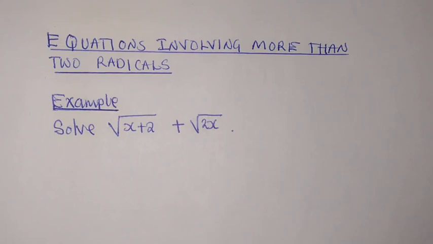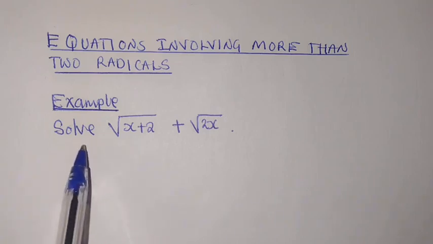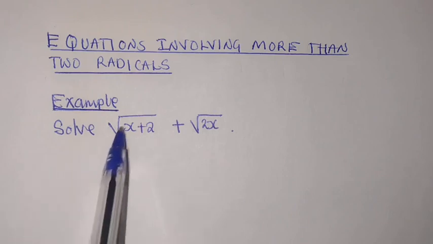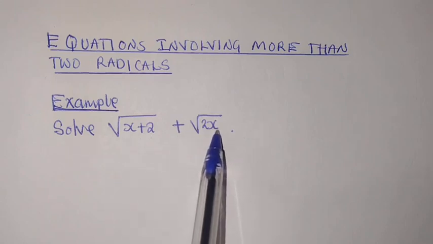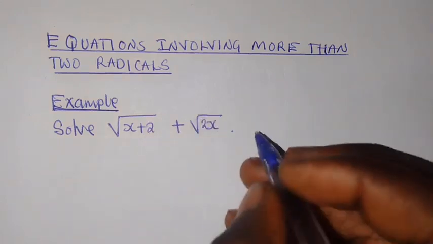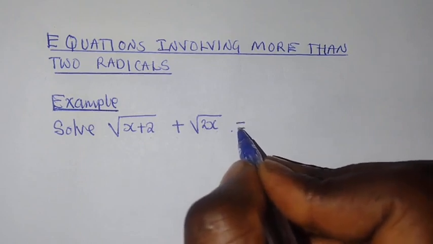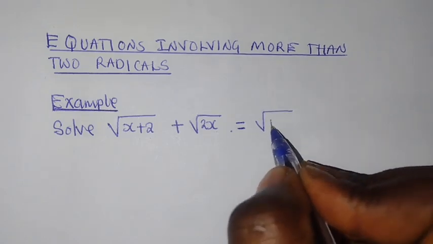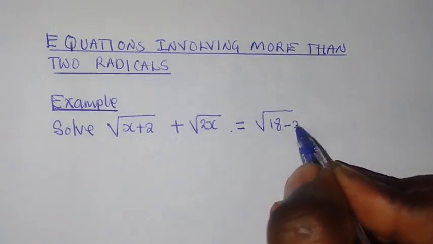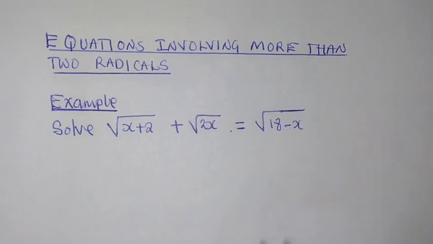So in our presentation for today, we are looking at equations involving more than two radicals. As you can see, we have this example: solve the root of x plus 2 plus the root of 2x. Okay, so we need to solve this, which is equated to the root of 18 minus x. So how can we find the value of x?